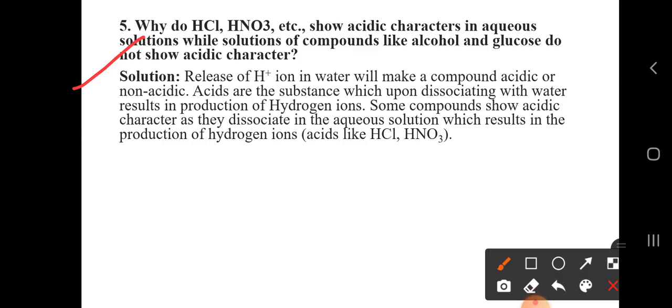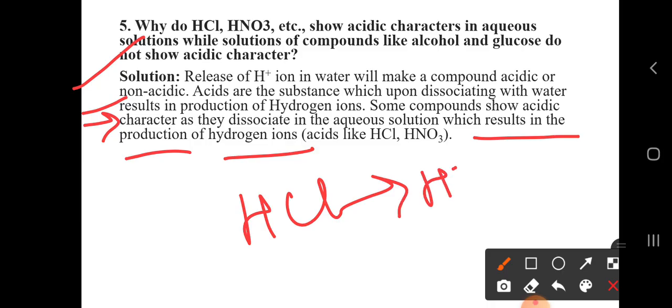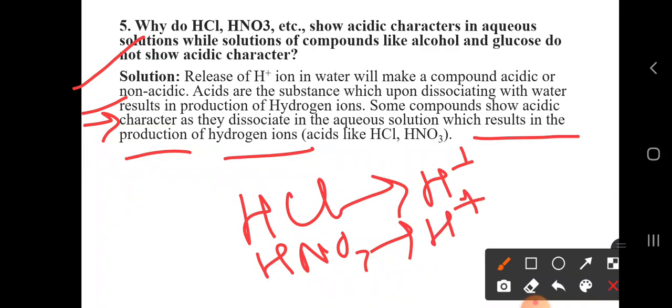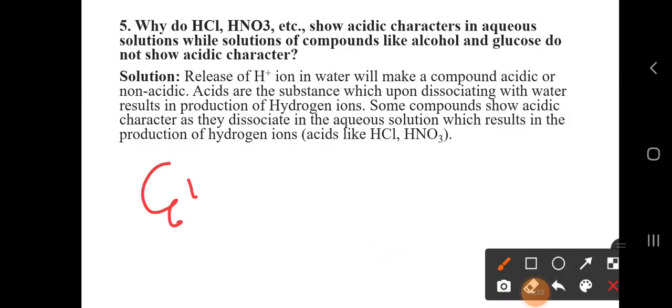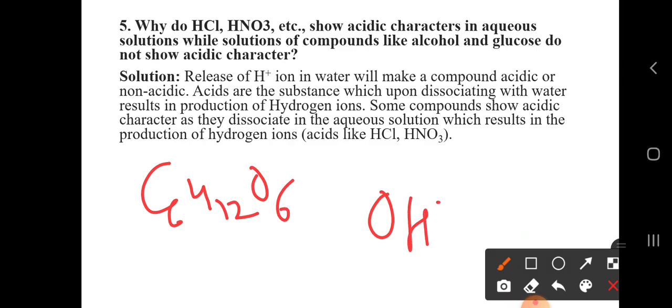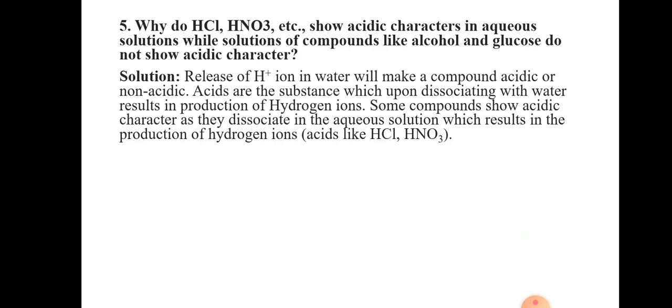Acids are substances which, upon dissociating in water, result in the production of hydrogen ions. Some compounds show acidic character as they dissociate in the aqueous solution, which results in the production of hydrogen ions. As you know, HCl is releasing H+ ions and HNO3 is releasing H+ ions, so they are showing acidic behavior. Then what about glucose? Glucose is C6H12O6. It will not release its H+ ions, and alcohol is nothing but an OH group, so it will not release its H+ ions. This is the difference.